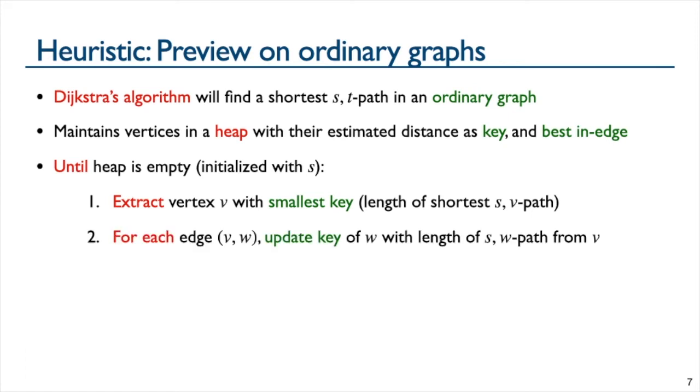Then, for each outedge of V, edge VW, we update W's key with the length of the best SW path we have so far. And then we hold on to the best in-edge to W. Finally, we recover the shortest ST path starting from T using the best in-edges stored in step 3.